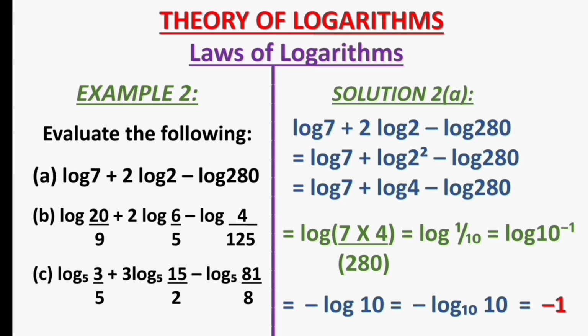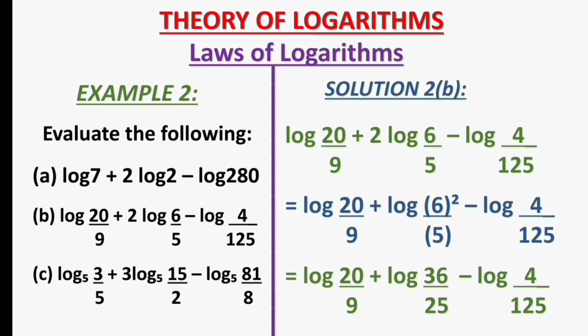Now, following this idea, can you tell the answer to question 2b, talking about the logarithm of 20 over 9 plus 2 times the logarithm of 6 over 5 minus the logarithm of 4 over 125? Let's see if you are right.